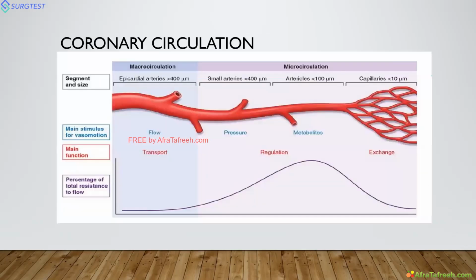So this is the coronary circulation. You can see these vessels. This is R1, and here you can see the percentage of total resistance to flow, which is very minimal. So R2 and R3 have the maximum resistance in normal coronary circulation. In atherosclerosis, the major contribution is from R1, because the stenosis is here, which leads to increased resistance. The main function of R1 is transport. In R2 and R3, the main regulation and exchange of nutrients in the capillaries happens.